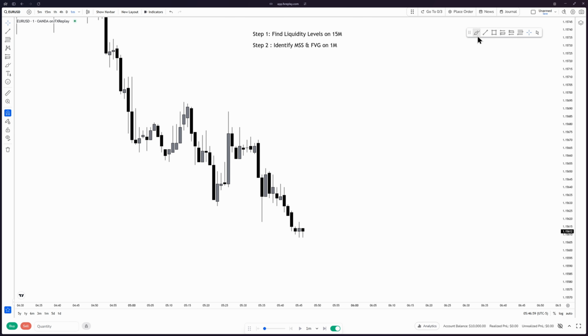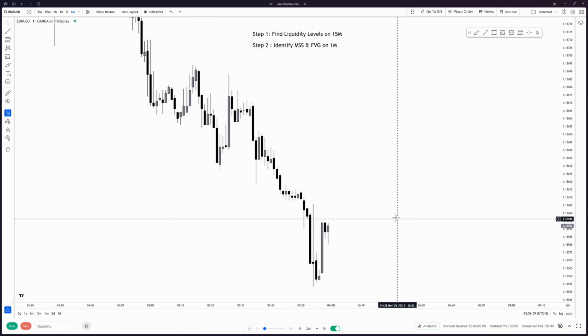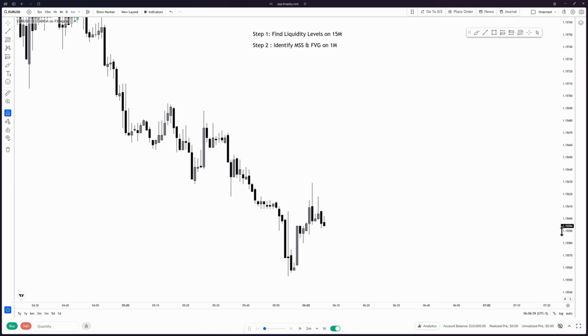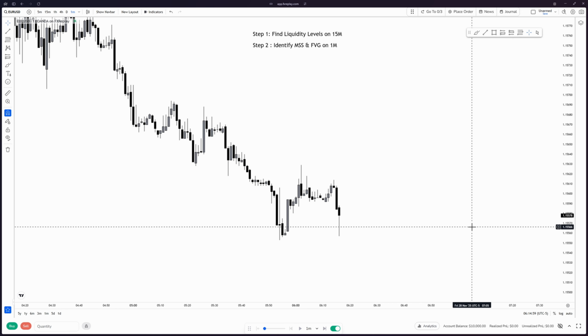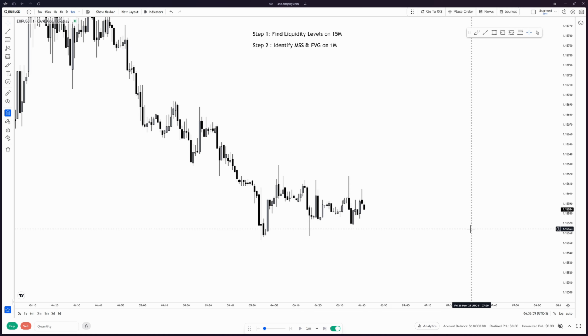Notice how price is not breaking any of these highs right here. Instead, price is continuously displacing and closing outside the lows. This simply tells us that the price is not ready to go towards the upside, and we have to wait and let the market break above any high. So let's simply wait until we can see any strong displacement above any high.